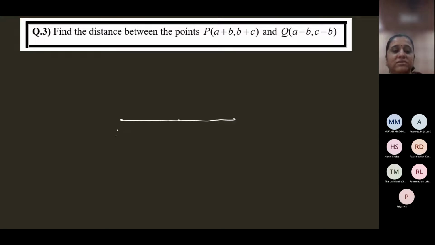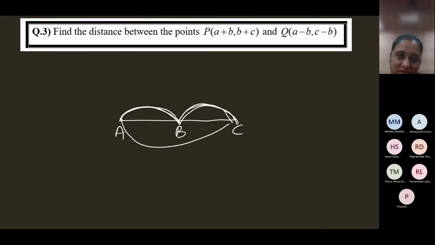That is, if the points are say A, B, and C, we can prove that, you should find the length of AB using the distance formula. You must find the length of BC using the distance formula. If the length of the line segment AB plus the length of the line segment BC is equal to the length of the line segment AC, then this is the check for collinearity. Then the 3 points are collinear.